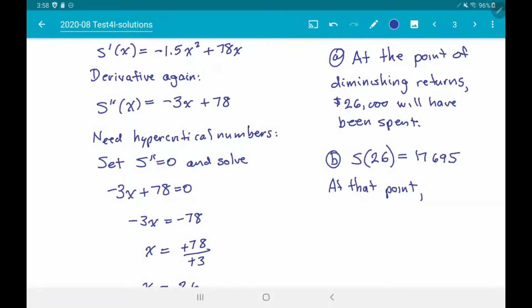So at that point, now we have to be a little bit careful here. I need to multiply this number by 1,000, which means that I need to hop the decimal place 3 notches to the right. So 1, 2, 3. That means I need to put in 3 zeros. Let's put in some commas to make this a little easier to read. And there you can see $17,695,000 in sales will have been collected.